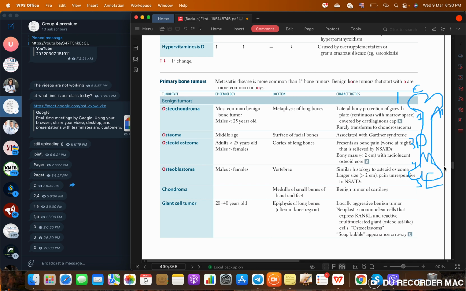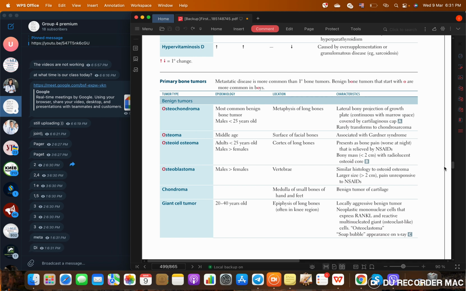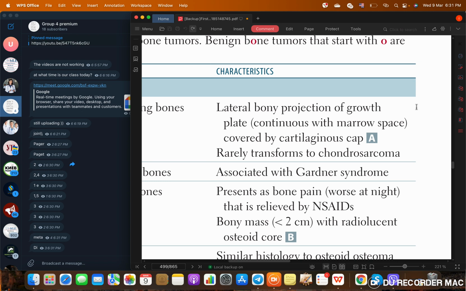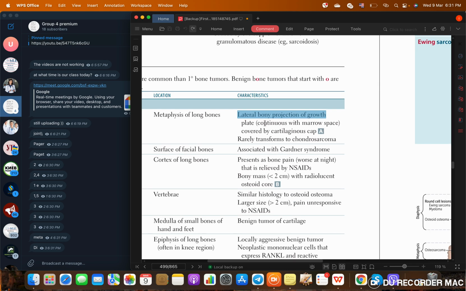Okay, so which one of these can grow? I mean, we have a child and he's getting taller. Which portion is actually getting taller? The answer is the metaphysis. Okay, the metaphysis. Good. So they write, in case of the osteochondroma, it's pretty typical for them to have this pathognomonic type of X-ray. So they say lateral bony projection of a growth plate, continuous with the marrow space.